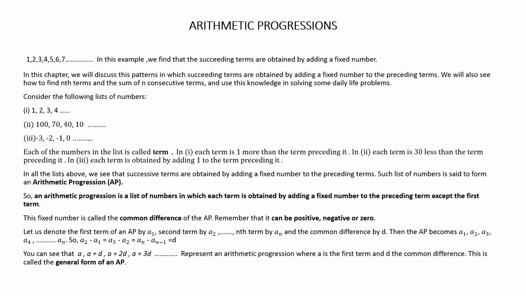Is it clear to everyone? So in this we come to know the arithmetic progression in which the first term is fixed. After that, any number will be added to that fixed number. We will keep on adding those numbers. Like 1, we added again 1, we are getting 2. To 2, we added again 1, we are getting 3, and so on. So an AP is a list of numbers in which each term is obtained by adding a fixed number to the preceding term except the first term.